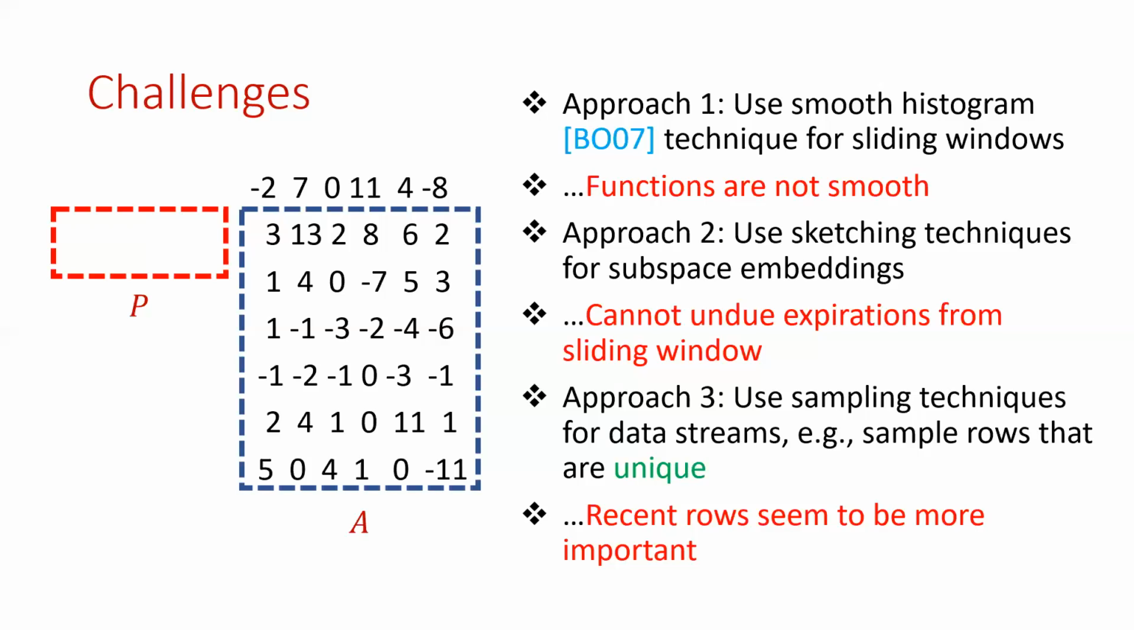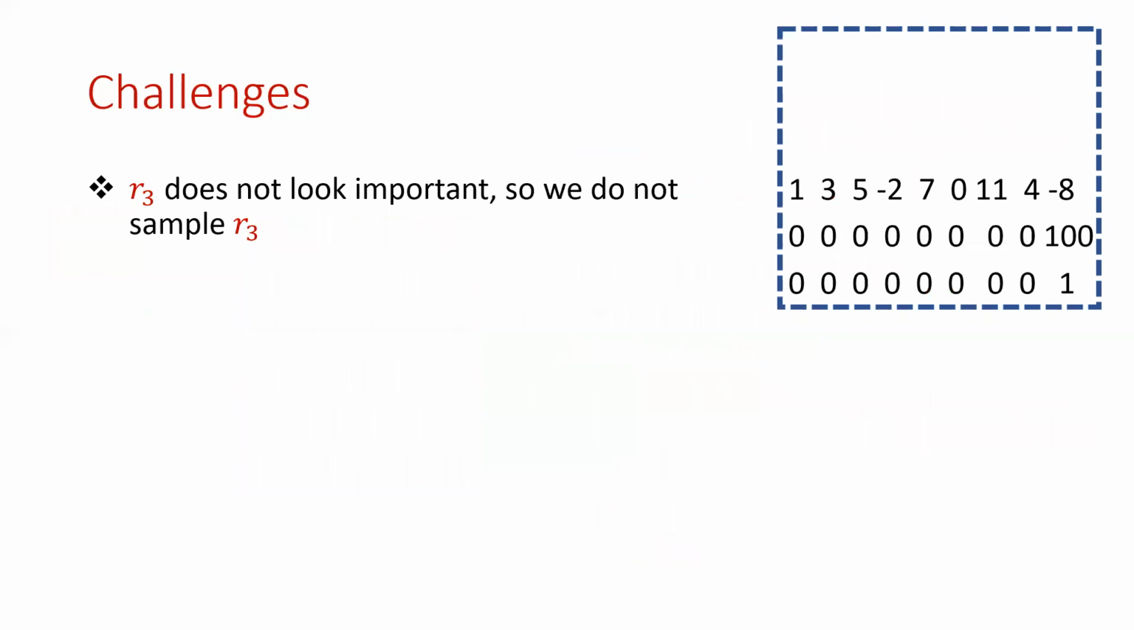However, in our case, we seem to value rows that are more recent in addition to rows that are unique. And let me give an example for this. Suppose we have a matrix that only has 3 rows so far. Then we see the first row and we sample the first row because we have to sample the first row unless there are no other rows.